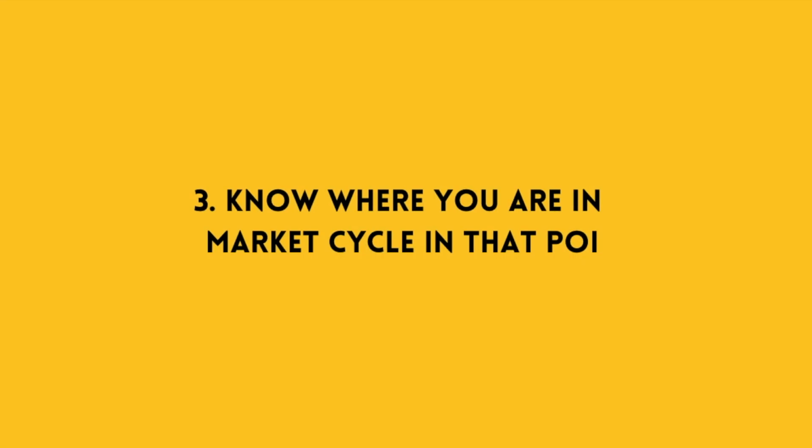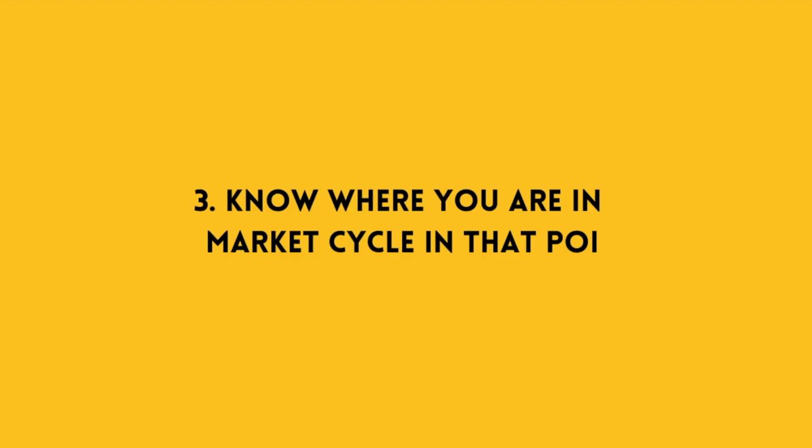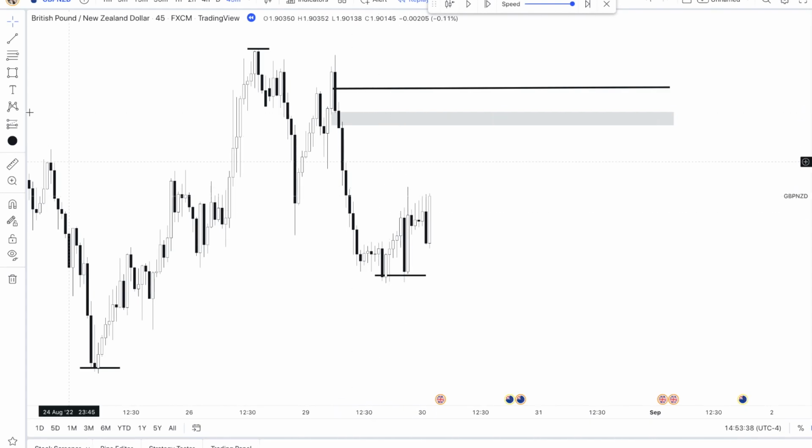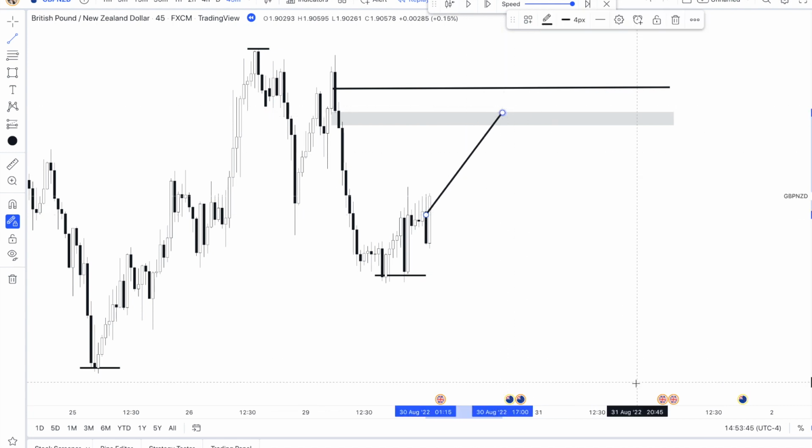Now let's get to step 3. Step 3 is to know where you are in the market cycle when you're in a point of interest. So let's talk about what that means. We're here, right? So if price comes here, what are we looking for? And I want you guys to ask yourself this before I say it. What are we going to be looking for in this point of interest?